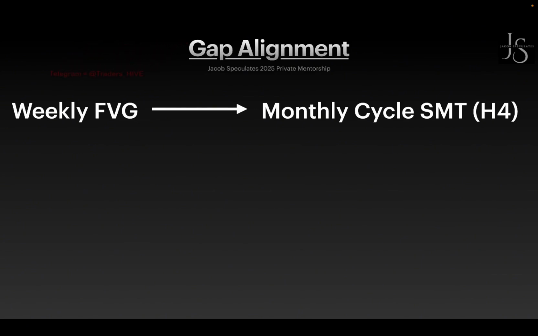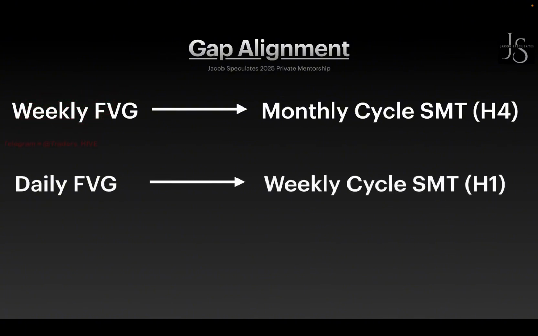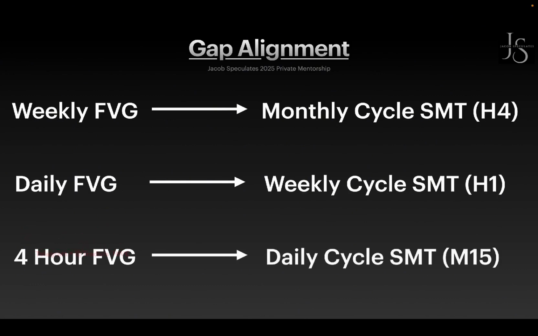be high probability. Same thing if you see a daily fair value gap, then you would look for a weekly cycle SMT on the 1-hour time frame to confirm that. And same thing goes for a 4-hour fair value gap. You would look for a daily cycle SMT on the 15-minute time frame to confirm that 4-hour fair value gap.